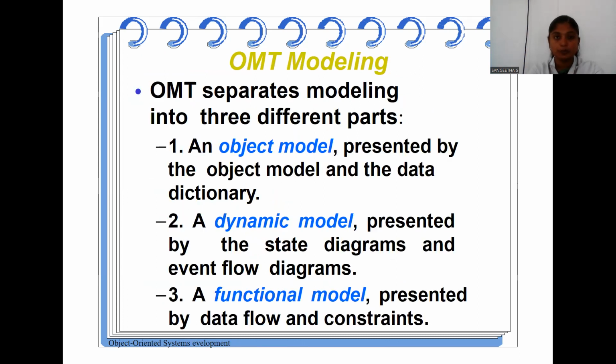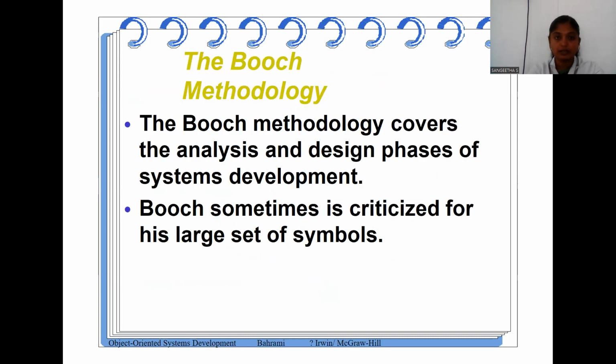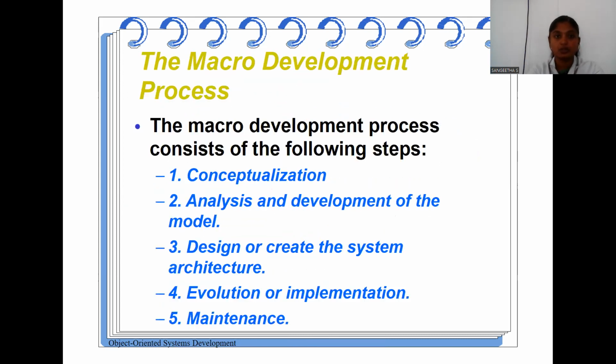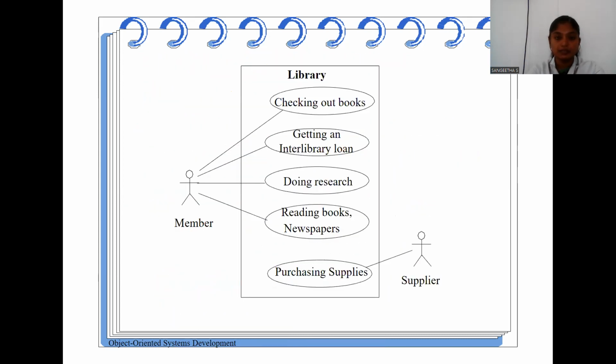Even though we have so many methodologies, there are only three methodologies used in our day-to-day life for software development. They are called Rumbaugh, Booch, and Jacobson. That's all. I think now you have a clear idea about object-oriented methodologies.